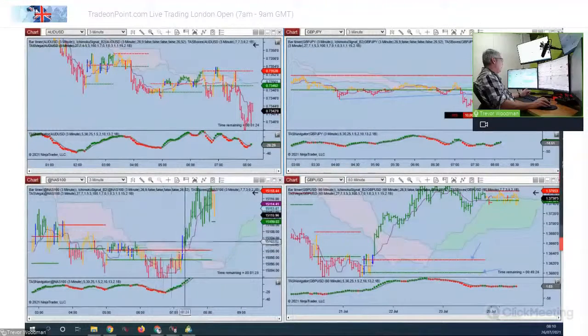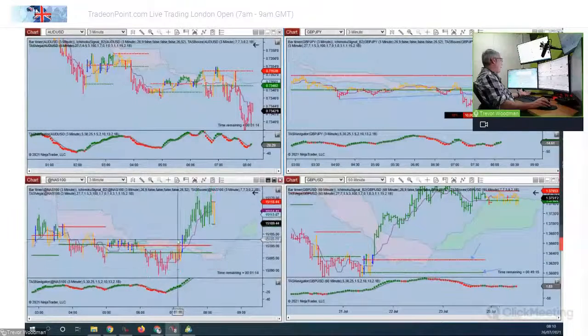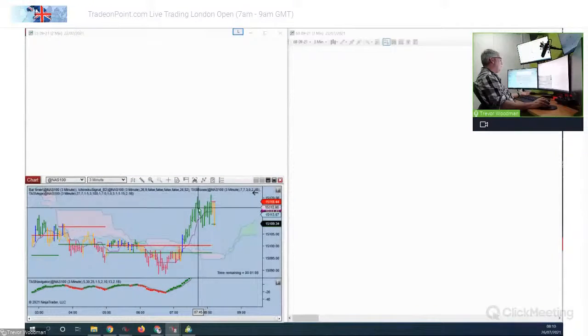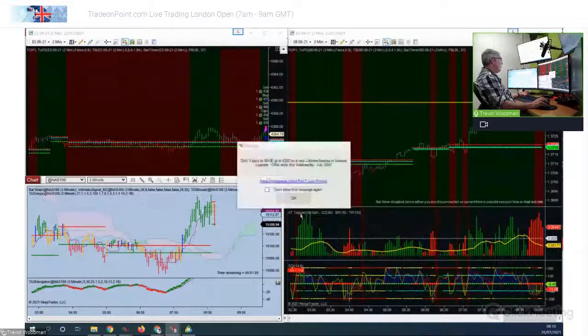But you can see on the Nasdaq, I mean, look at that. That's pre-market there. So 7 o'clock, we have a break above the TAS box, and then we have this rally, pull back into a double top.